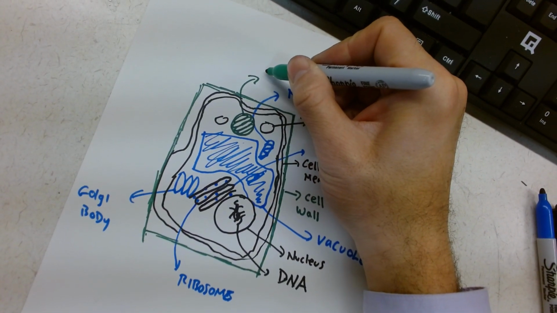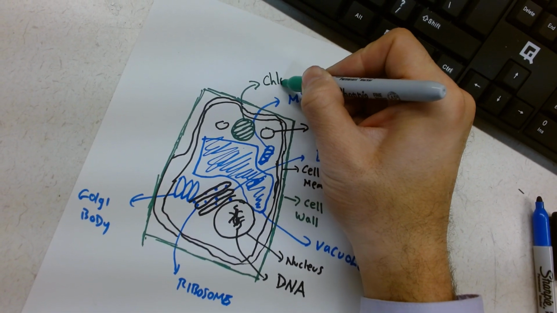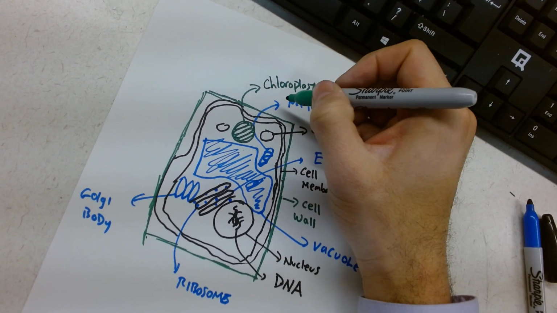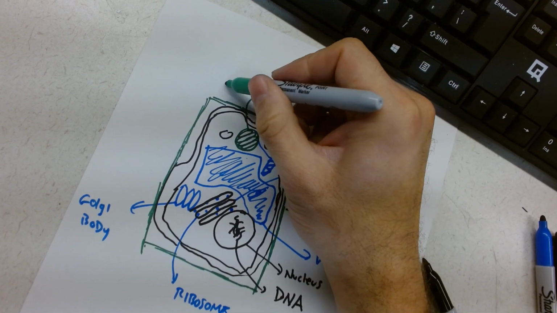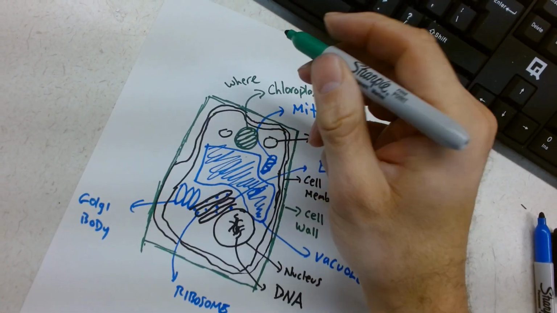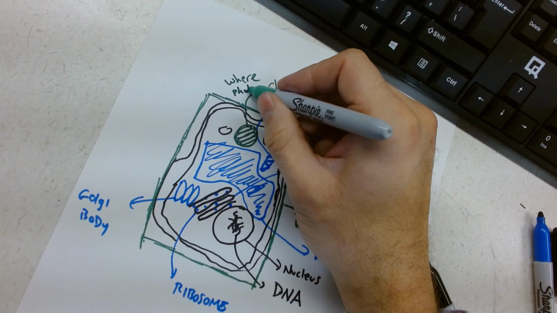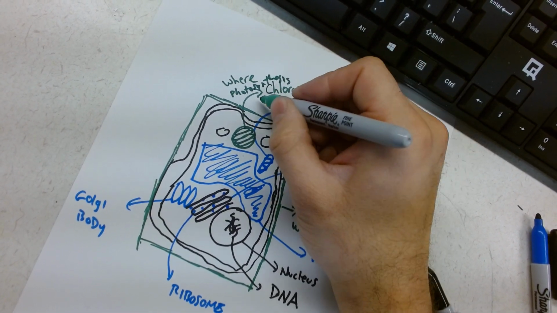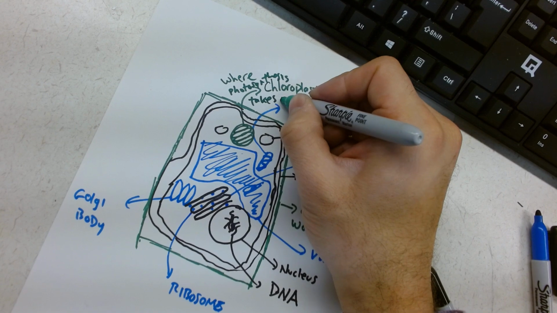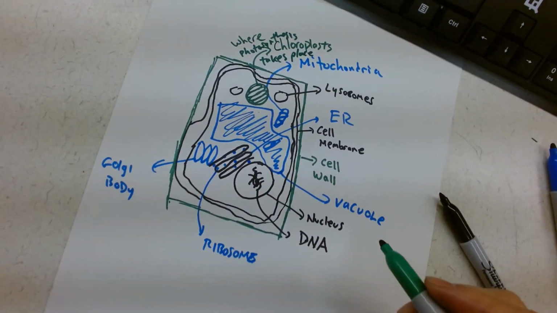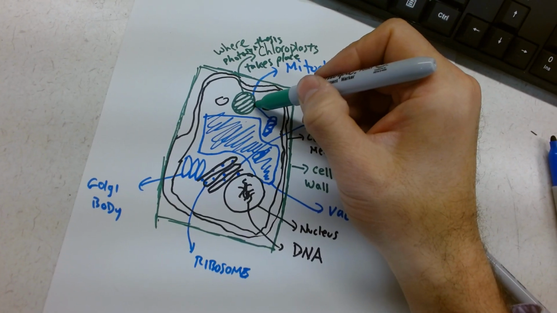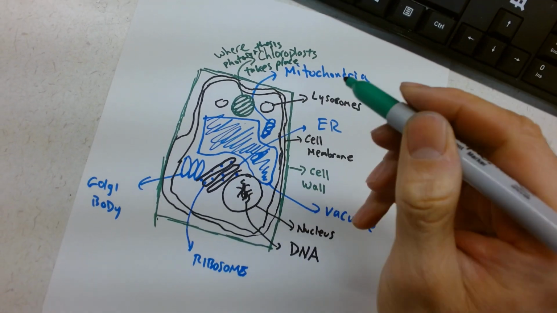we have here the chloroplasts. We'll go into more detail about this, but this is essentially where photosynthesis takes place. So what essentially happens is sugars are made here and then broken down here in the mitochondria.